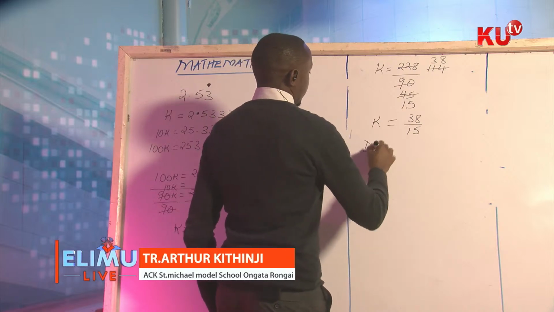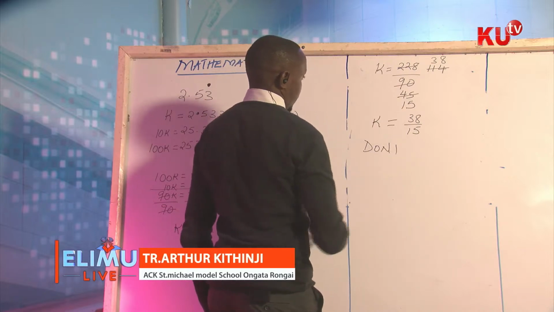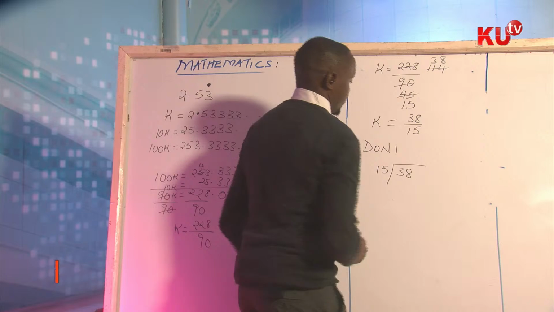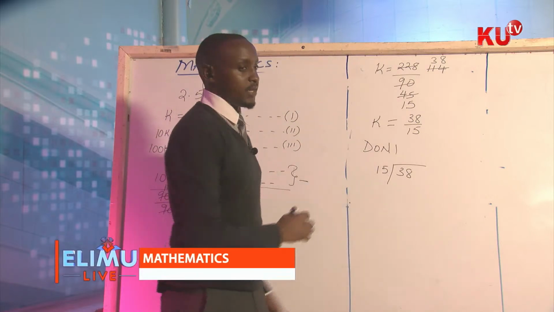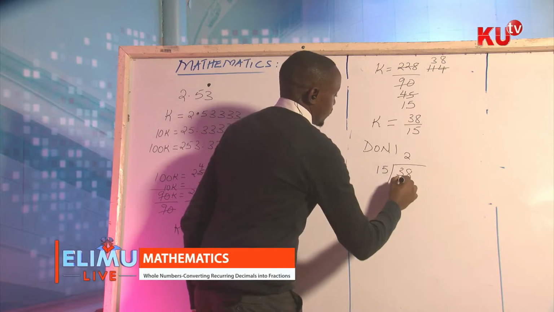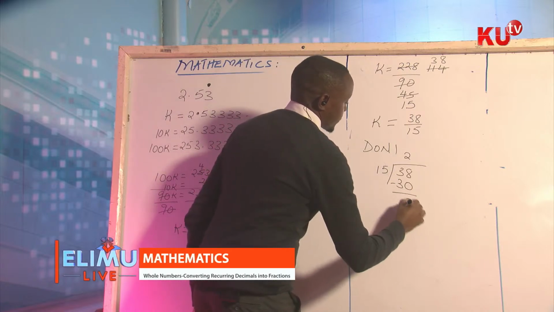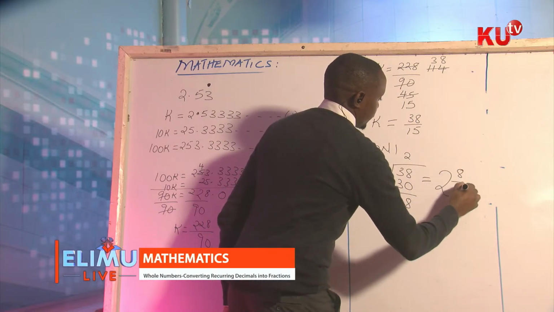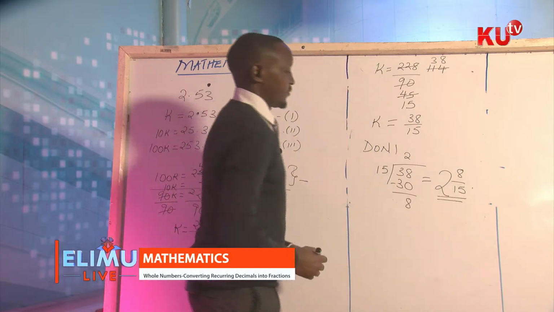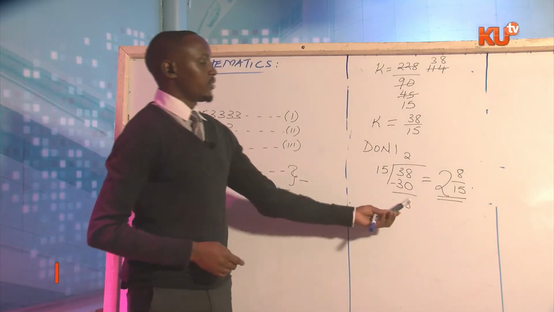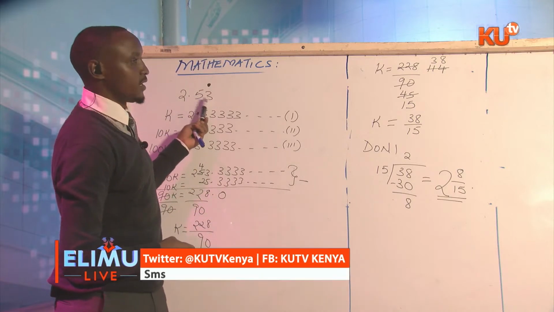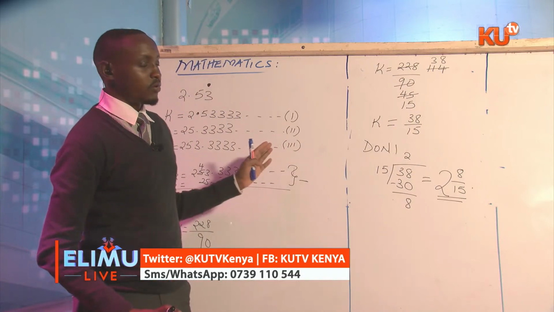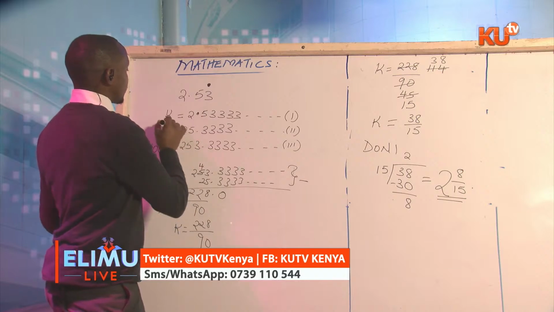Then let's make this a mixed fraction. It is denominator out, which is 15, all over numerator in, which is 38. How many times will 15 get into 38? 15 will get into 38 2 times because of 30, and we shall have a balance of 8. Therefore, it's 2 whole number, 8 all over 15. That's how we go about it when only one of the digits in the tens place and above is recurring. We don't necessarily have to subtract from the original decimal.